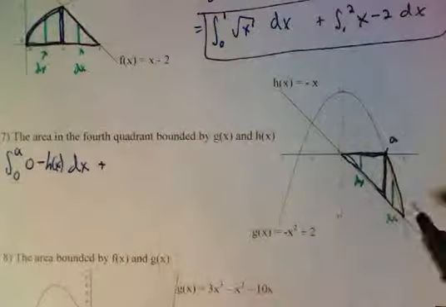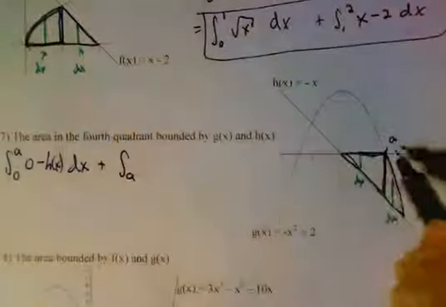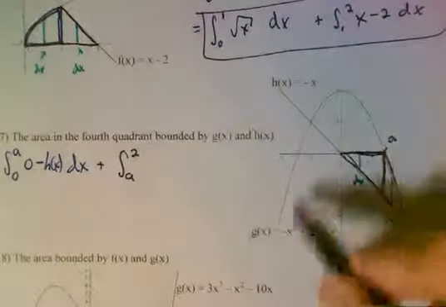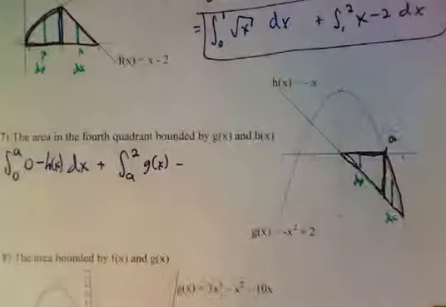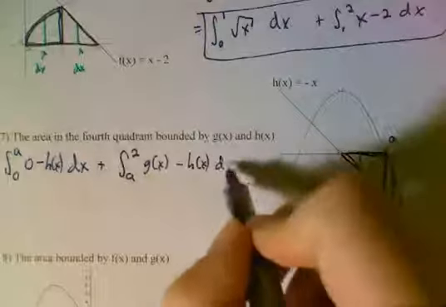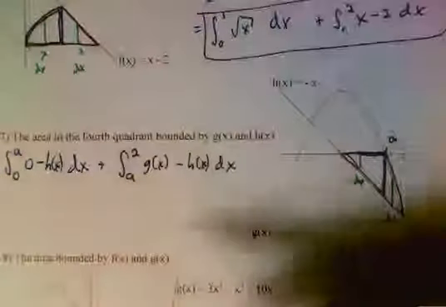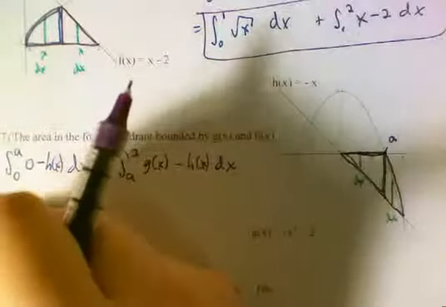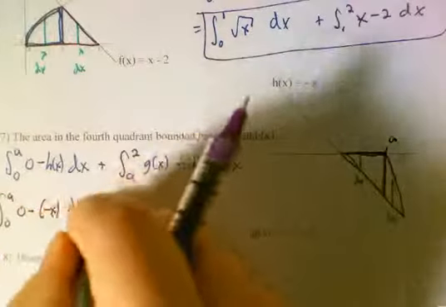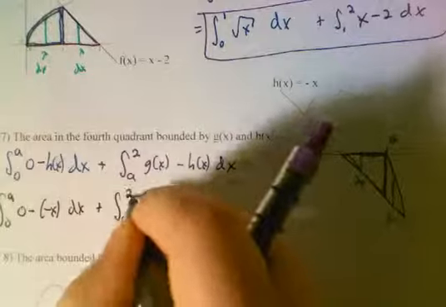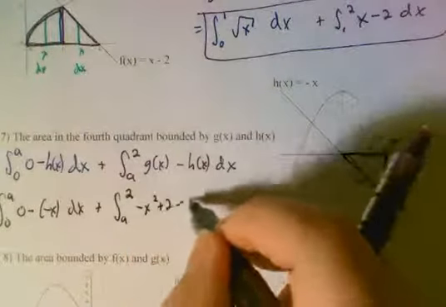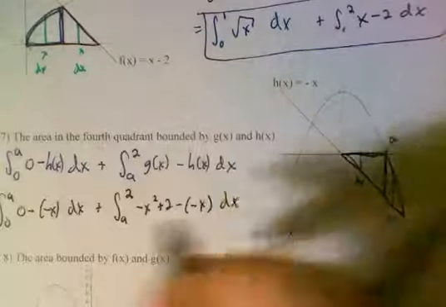And then to that I'm going to add, we're clearly going from whatever a is to 2. This one's on top, that's g of x. I'm going to subtract this one on the bottom, that's h of x. And it was a dx for the width. So, plugging those in, g of x is negative x squared plus 2 minus negative x dx.